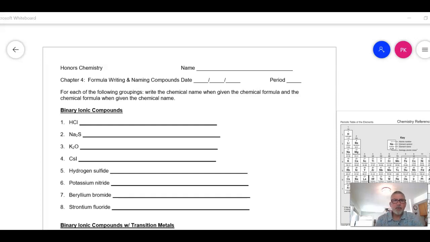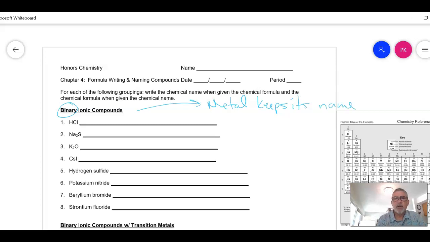All right, so what I got is a little review on formula writing and naming. A couple things. Binary compound: binary means having two parts, right? So for binary ionic compounds, for naming, the metal keeps its name, and the nonmetal gets an "ide" suffix. If you have your periodic tables ready, it would be helpful.